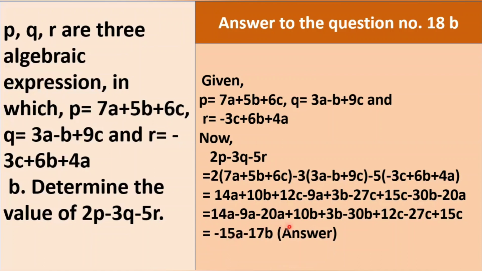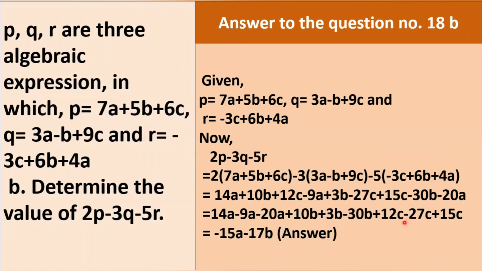Here, at first if you add 3b and 10b, the result is 13b. So plus 13b and minus 30b makes how much, students? Minus 17b. Why minus? Because between 13 and 30, 30 is greater. So before 30 we get the sign minus, and in the answer also there will be a minus sign.